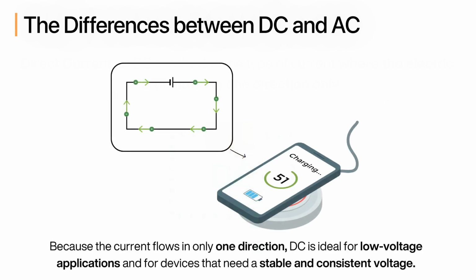Because the current flows in only one direction, DC is ideal for low voltage applications and for devices that need a stable and consistent voltage, like your phone or laptop when charging.